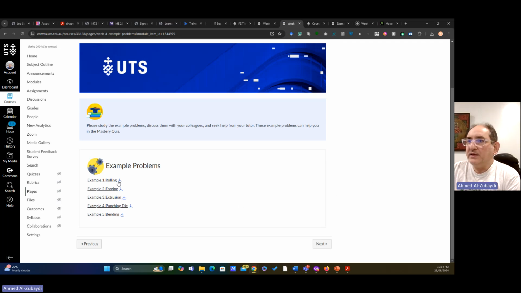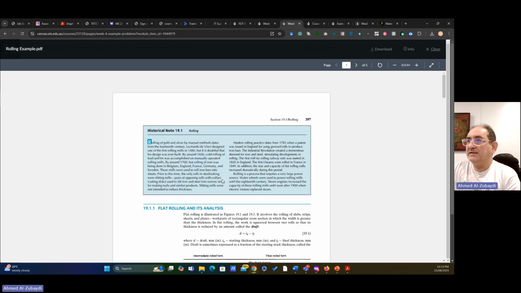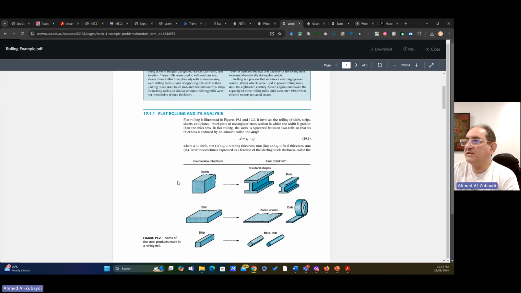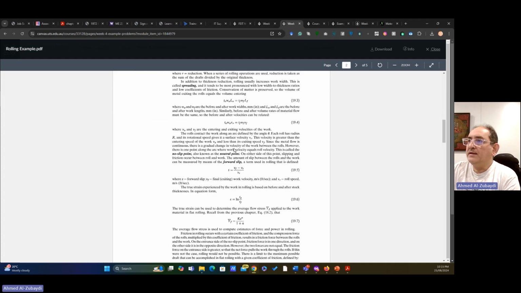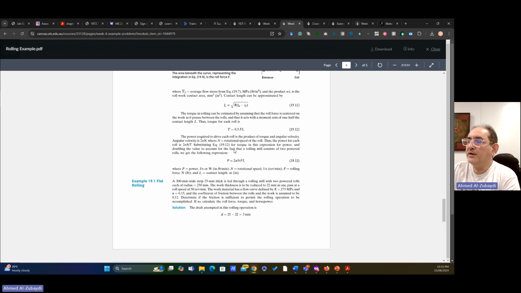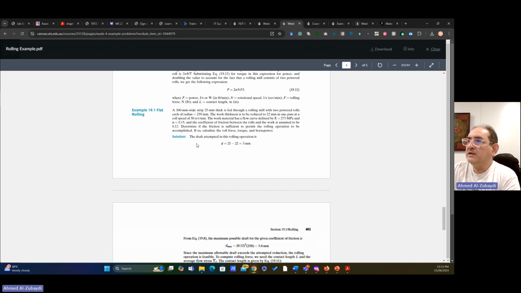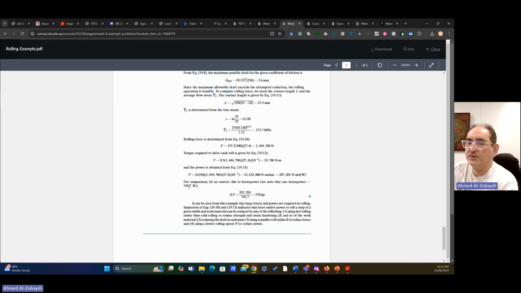You can see that we have an example for the rolling, forging, extrusion, punch dyeing, and bending processes. If I have a look at this example, you will see that I simplified the question as much as I can by giving you the equations, and then the example of how you're going to use them. This one does contain the answer, but I'm going to go through with you tomorrow how to do the solution for this one.